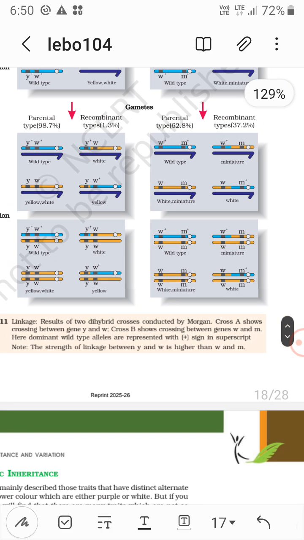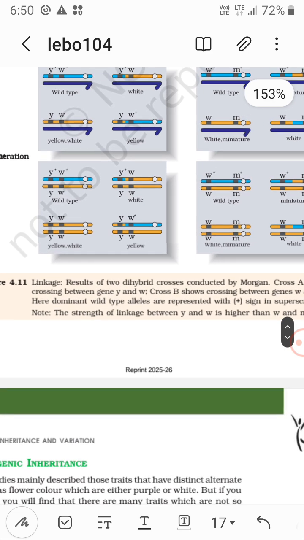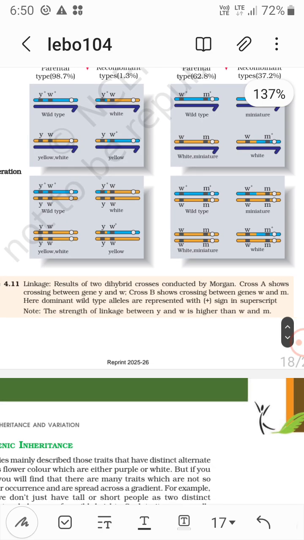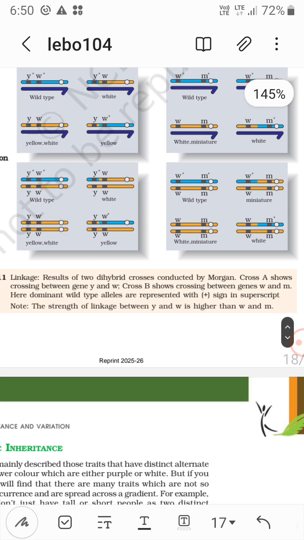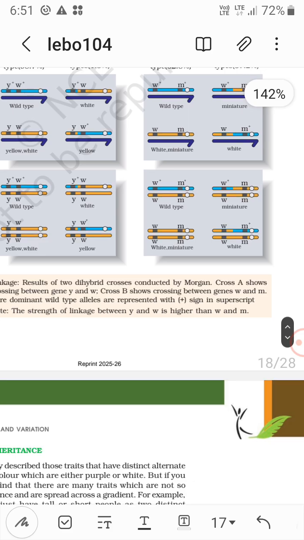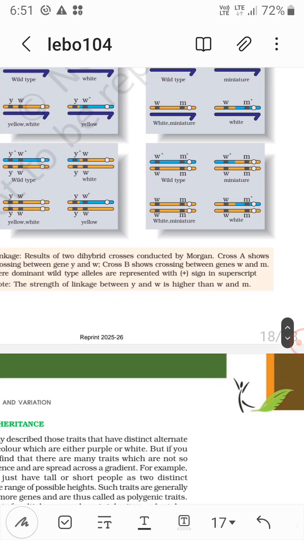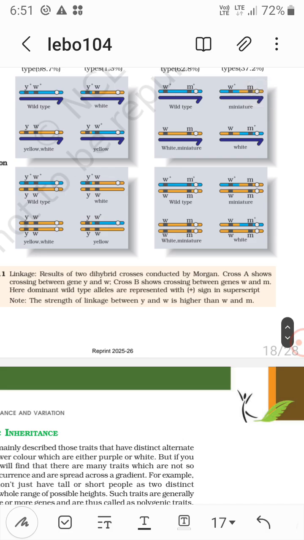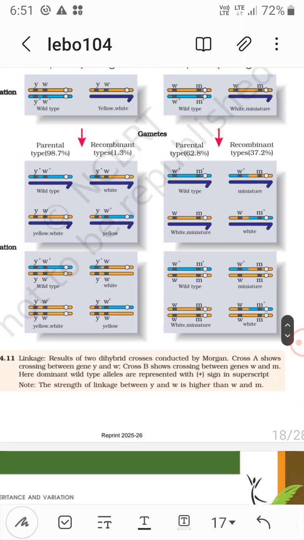Here it's given the linkage results of two dihybrid crosses conducted by Morgan. Cross A shows crossing between genes small y and small w. Cross B shows crossing between genes small w and small m. Here dominant wild type alleles are represented with a plus sign in the superscript.